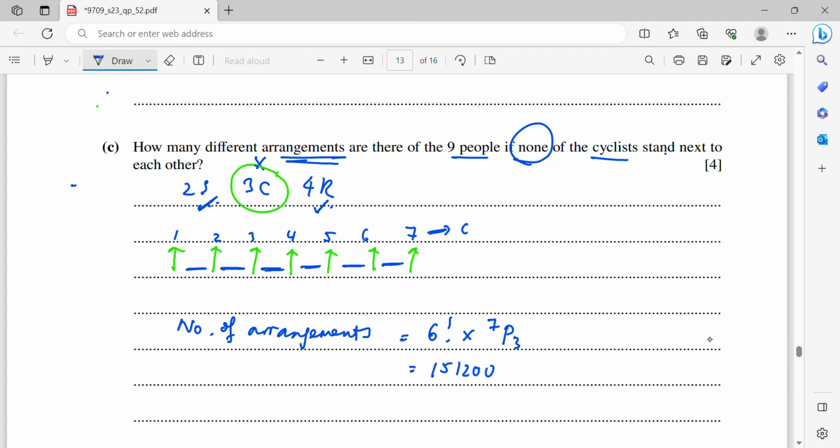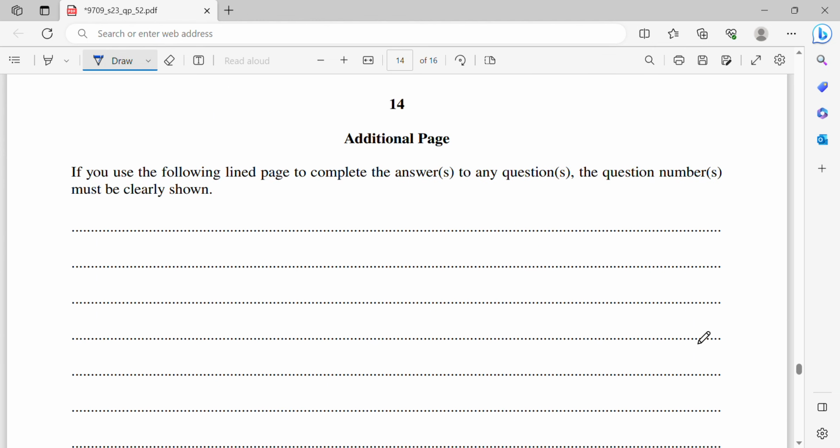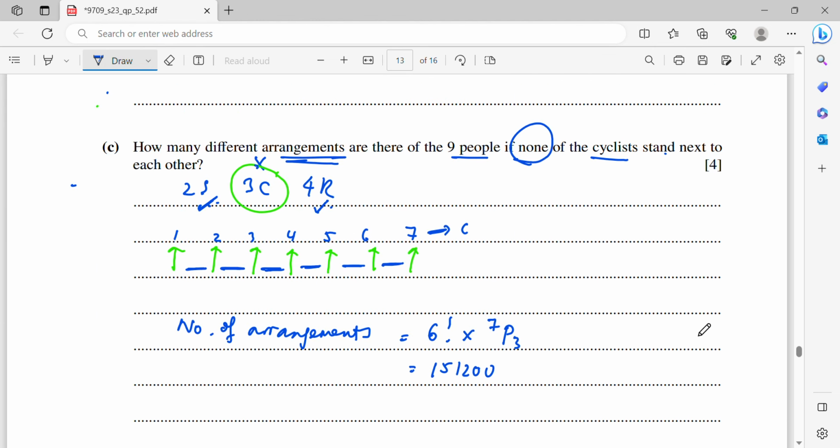This is for cyclists. Okay. So we have done the last question of this paper.